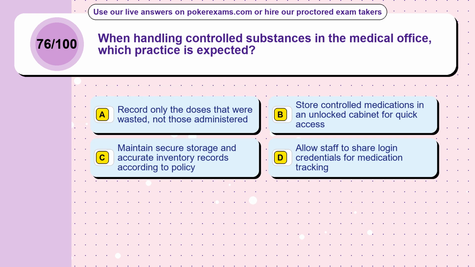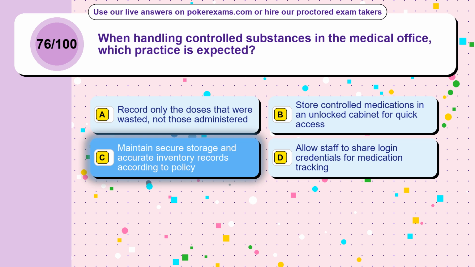Question 76. When handling controlled substances in the medical office, which practice is expected? Option A. Record only the doses that were wasted, not those administered. Option B. Store controlled medications in an unlocked cabinet for quick access. Option C. Maintain secure storage and accurate inventory records according to policy. Option D. Allow staff to share login credentials for medication tracking. The correct answer is option C.